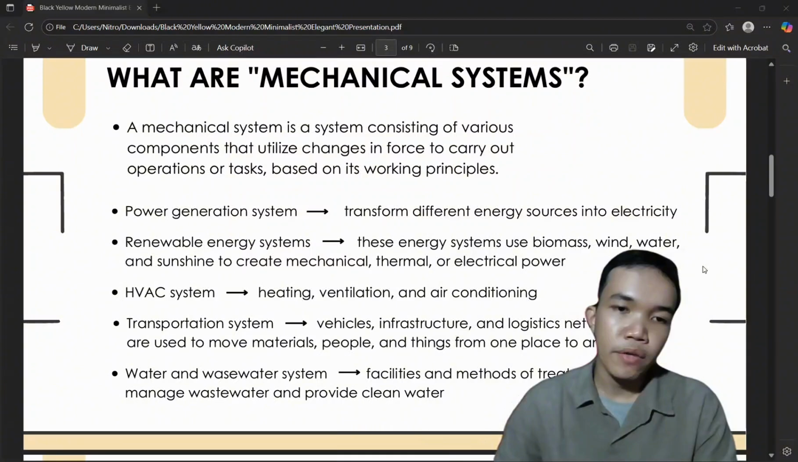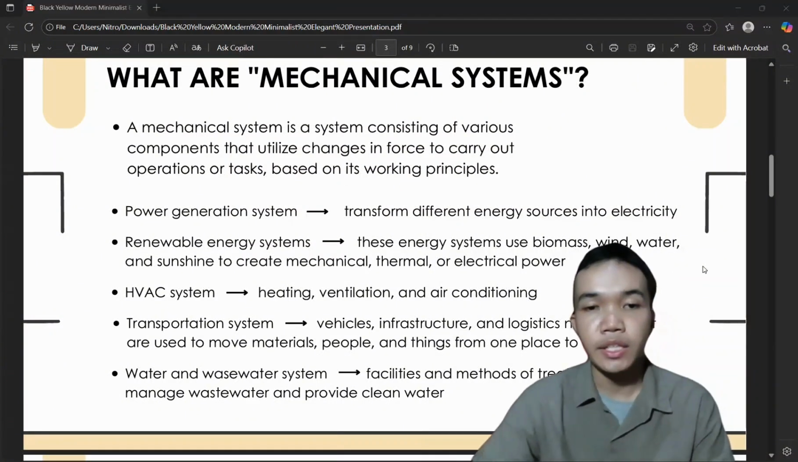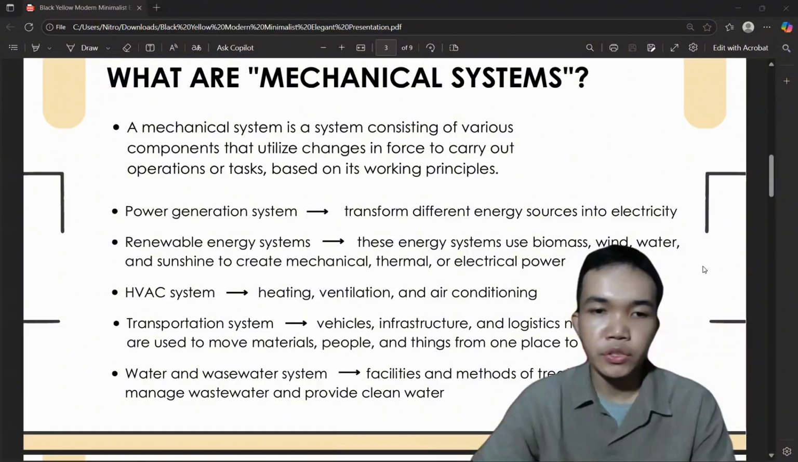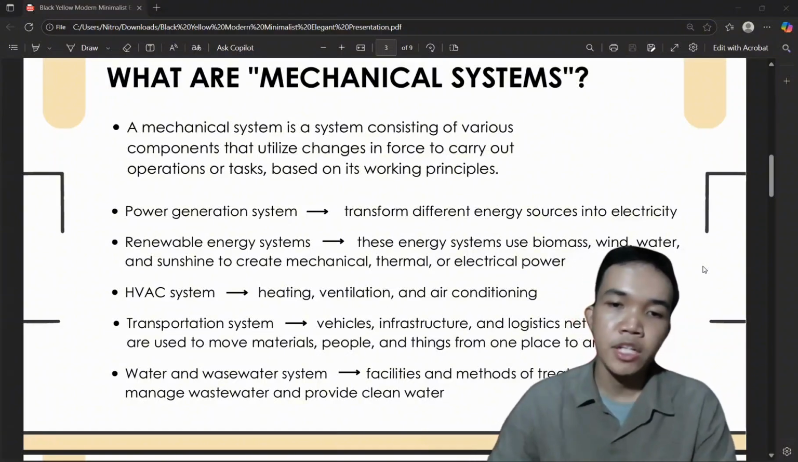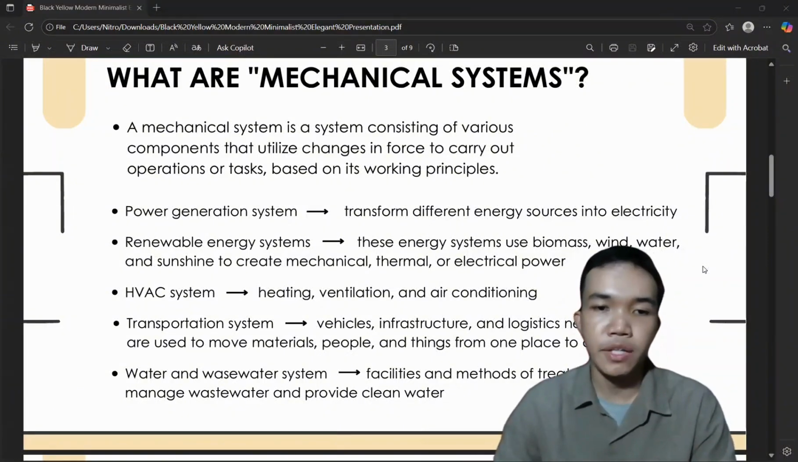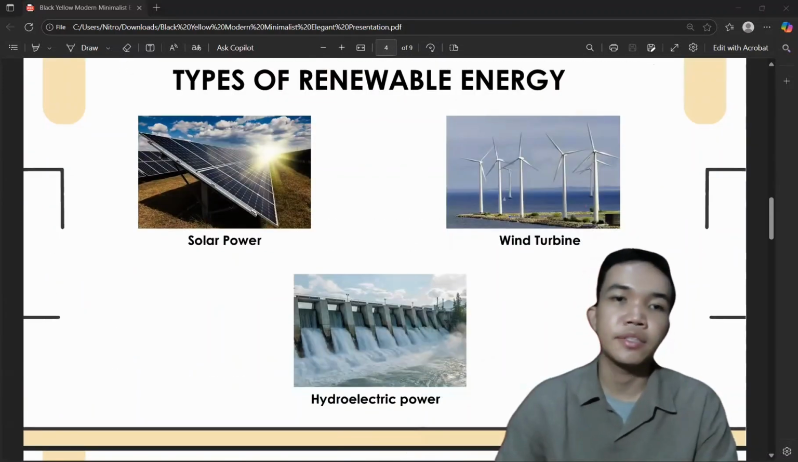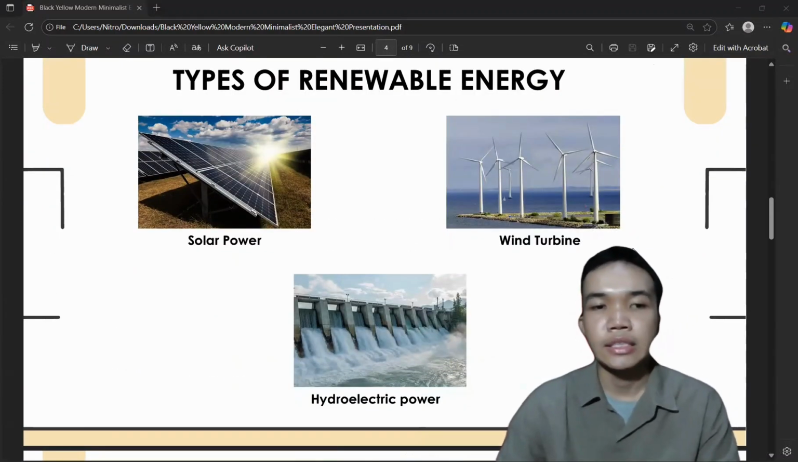And last, the water and wastewater system. The system includes the facility and method of treatment used to manage wastewater and provide clean water to business and community. Stormwater management system, distribution network, sewage treatment facility, pumping station, and water treatment plants are some example of the system.